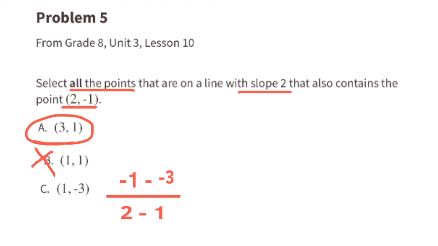C. 1 and negative 3. So we'll do it the same way we did before. The original y value, negative 1, minus the y value of c, which is negative 3. Negative 1 minus a negative 3. That's the same thing as negative 1 plus 3. And negative 1 plus 3 equals 2.